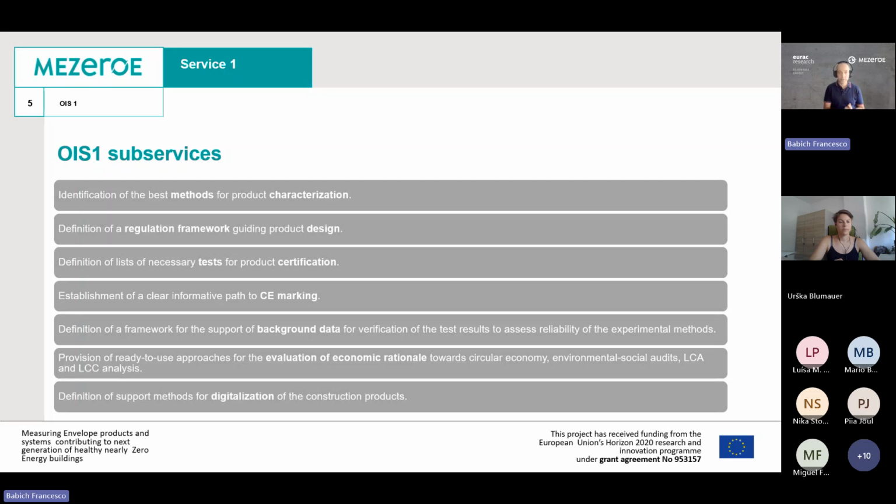Then there is one sub-service about background data for verification of the test results. One is about the economic rationale, and this includes also a life cycle analysis and life cycle costing analysis. And then a support to the digitalization of construction products. As I said, these services are offered by one or more partners, and in the platform you find all the details about who can offer what, and we can go back later in case.